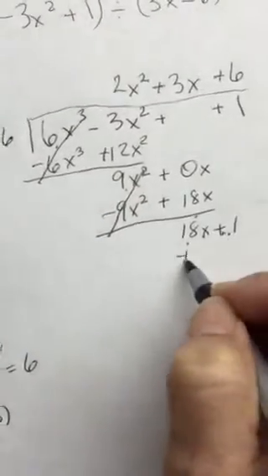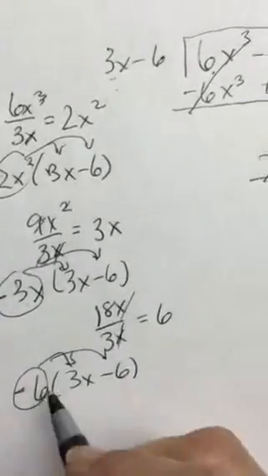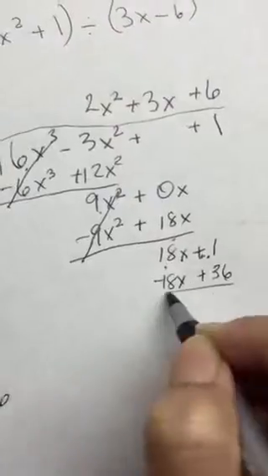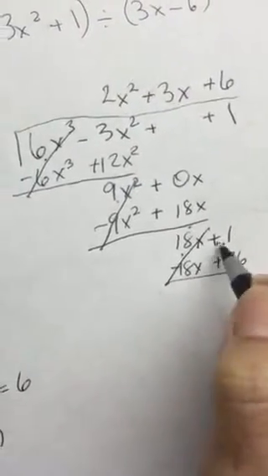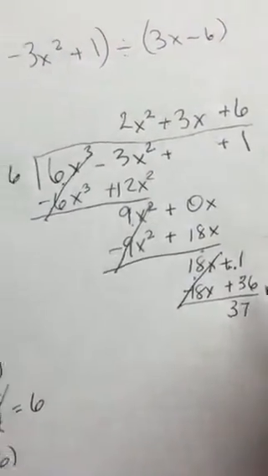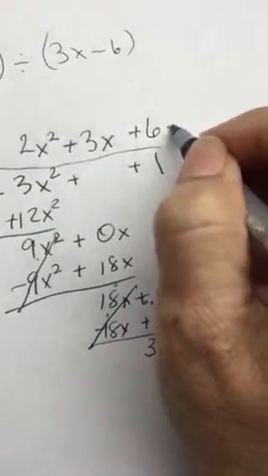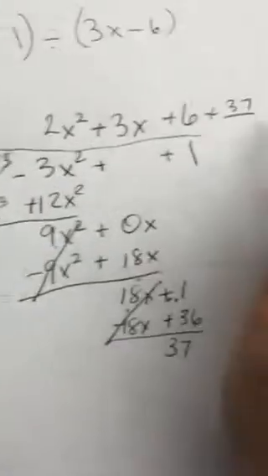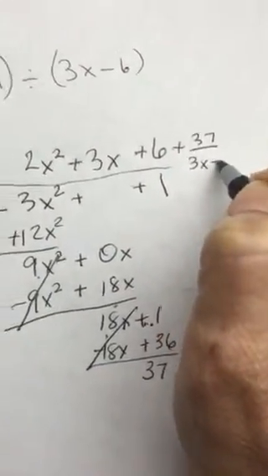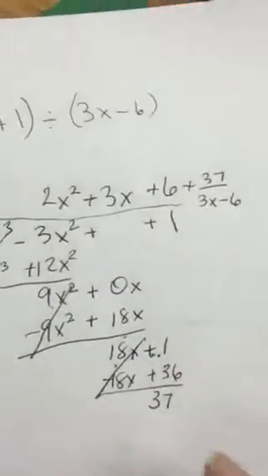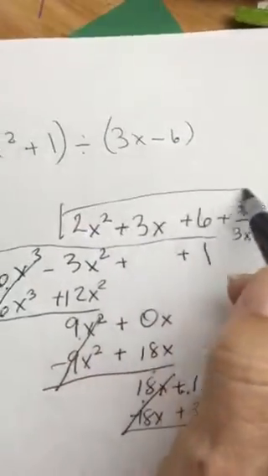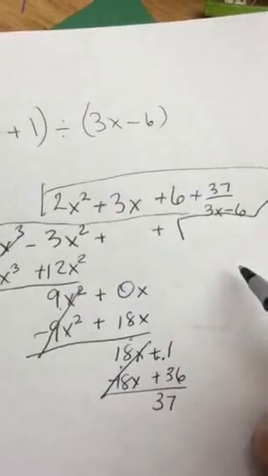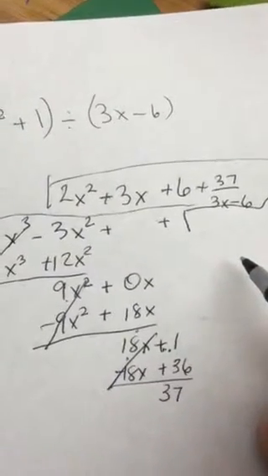So that's going to give me a negative 18x. Negative times a negative is a positive, and 6 times 6 is 36. And then those are going to add to 0, and these add up to 37. And then this would be plus 37, but it's a remainder, so it has to be over that 3x minus 6. And so this would be my answer, 2x squared plus 3x plus 6 plus 37 over 3x minus 6.